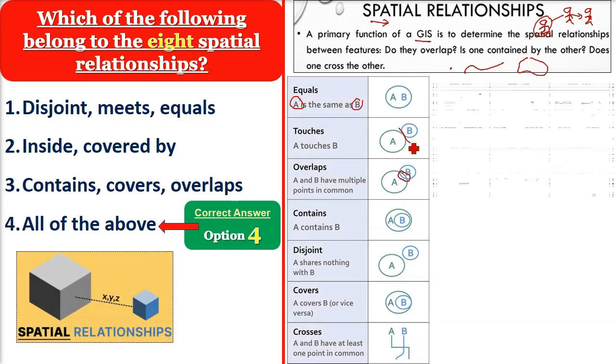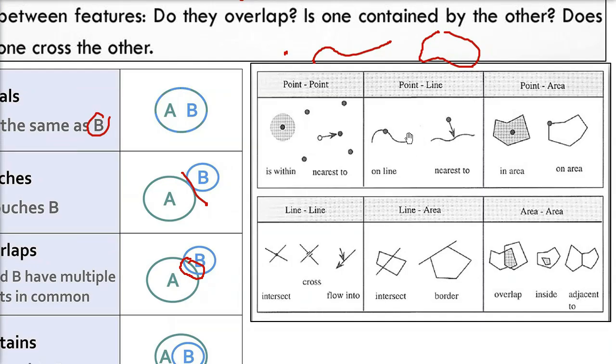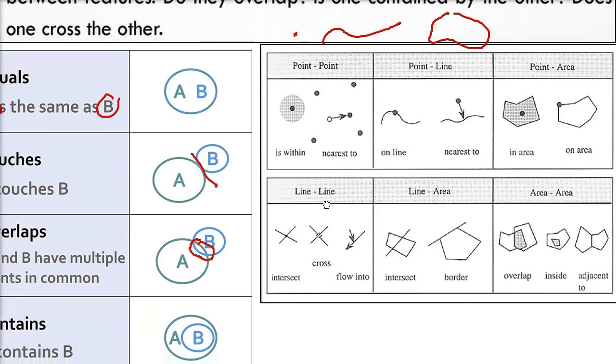These are spatial relationships. In spatial relationships, the point, line and polygon become very important because these are the way to represent features. So how are these points related? One point is within another point, one point is nearest to another point, one point is farthest from another point. When we have a point and a line, whether the point is on the line or near the line. Point and area means the point is inside the area, on the boundary of the area, or outside the area.